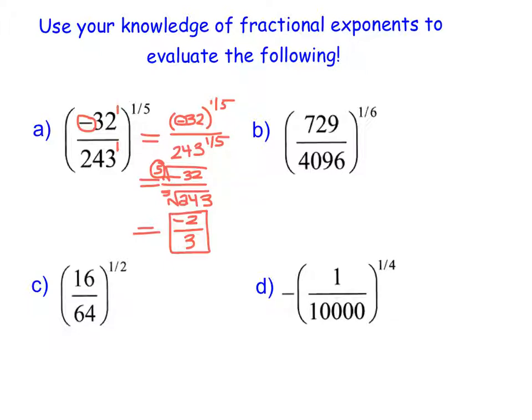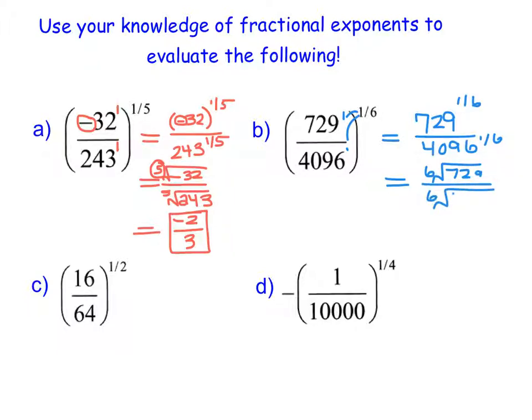Then if I look at the next example here, again I notice I have both to the power of 1, so I can multiply them each by 1/6. So I have 729 to the power of 1/6 over 4096 to the power of 1/6. So then from here I can rewrite them as roots. So I have the 6th root of 729, the 6th root of 4096. So then if I start looking down my power of 6 column, I notice that 3 to the power of 6 gives me 729, and 4 to the power of 6 gives me 4096.